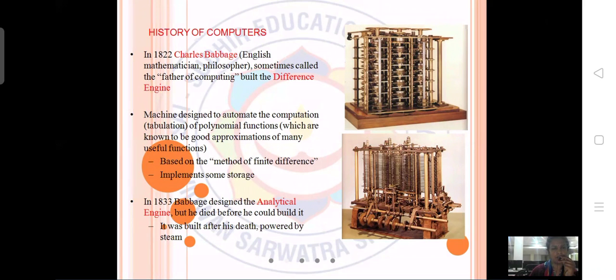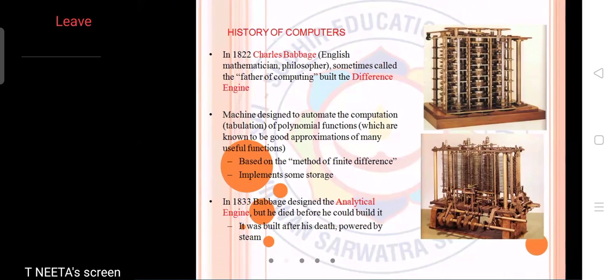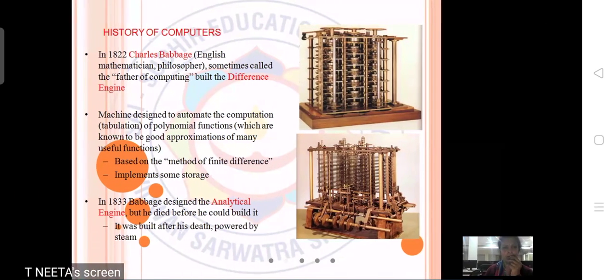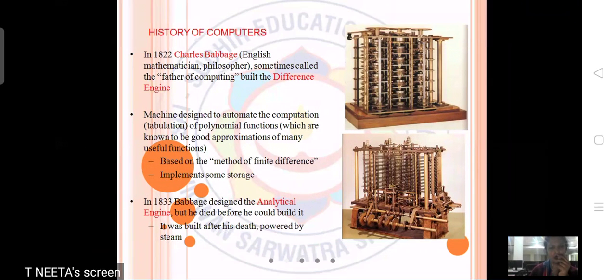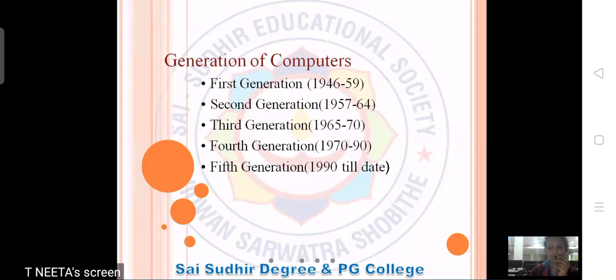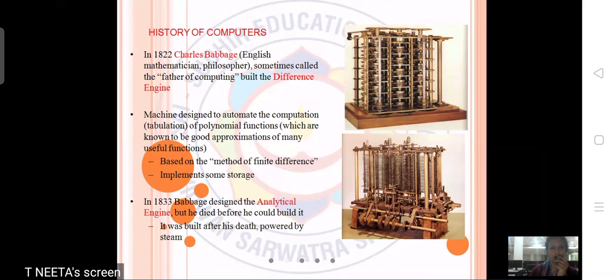Yes. So this Charles Babbage gave this automation so that computation became much different. This made a big difference. That is why he is named the father of computers, the father of computing.